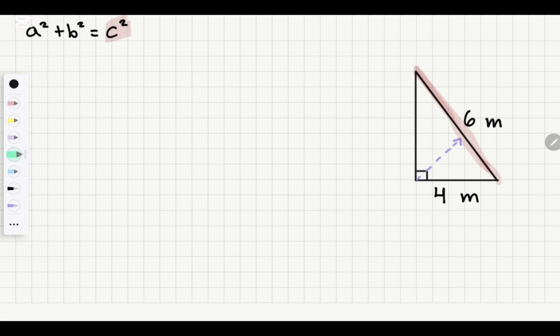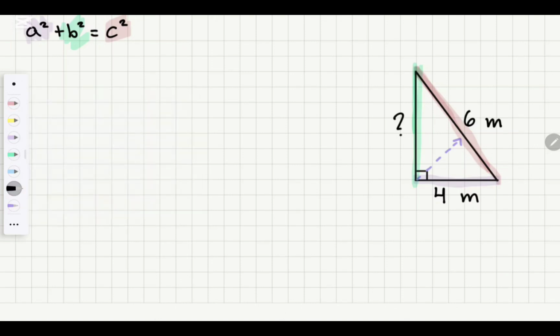Okay, now let's label our side a. I'm going to label that one as 4. And side b, I'm going to label as our value that we don't know. And to help, I'll draw a question mark here. Okay, so let's find out the value of side b. How long is it?